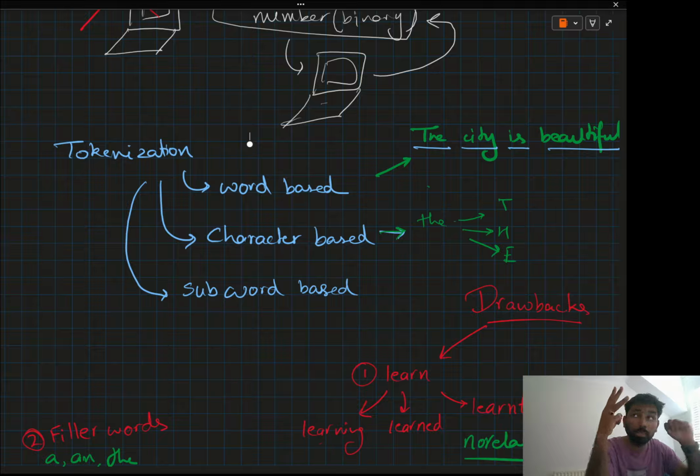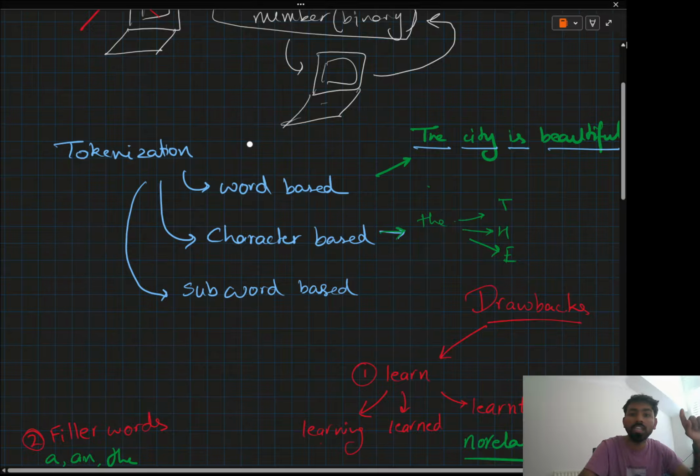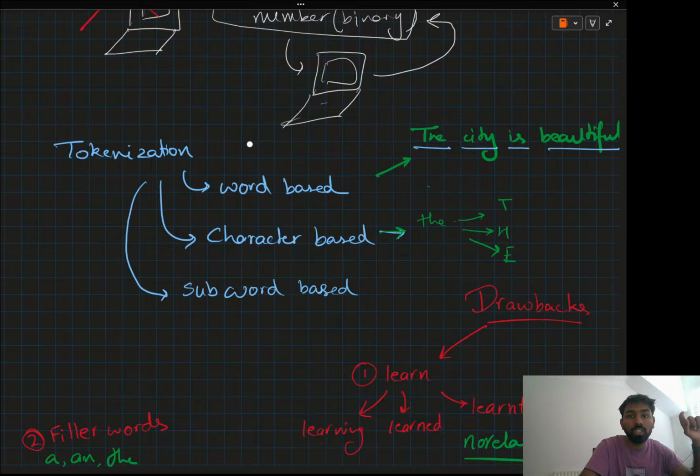Now there are three types of tokenization. There's word based tokenization, there is character based tokenization, and there's subword based tokenization. What is word based tokenization? It's basically whenever you want to convert a word into tokens, you could just say, for example, the city is beautiful. Every single word becomes a token. But there are certain problems with word and character based tokenizations that I have explained earlier in the video.